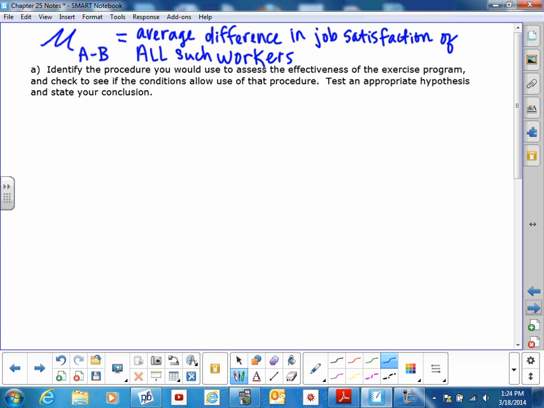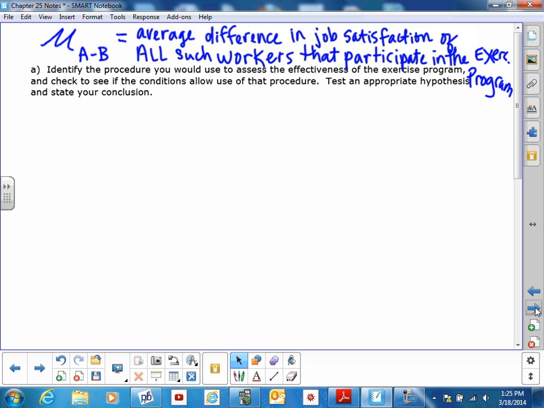of this company, that participate or would participate in the exercise program. So you are inferring that upon identifying what all of the results are from all of the workers that participate in it, then you would be able to make an inference about that group, the average of that difference.